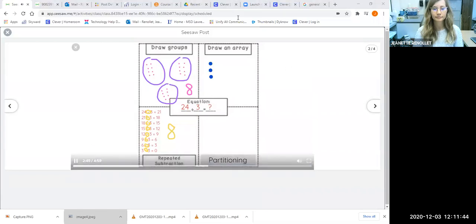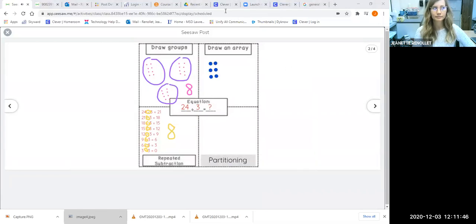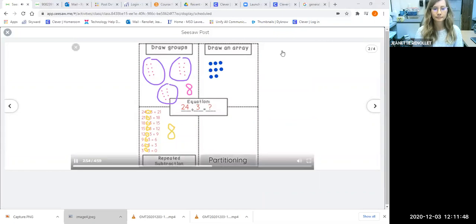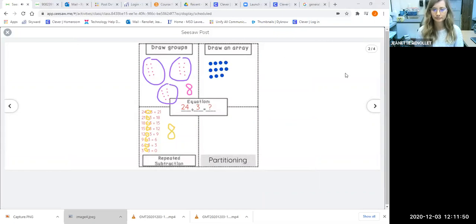We started at 3, 4, 5, 6, 7, 8, 9, 10, 11, 12, 13, 14, 15, 16, 17, 18, 19, 20, 21, 22, 23, 24. And when I count, I am able to see that there are indeed 8 items in one row. So again, our quotient is 8.